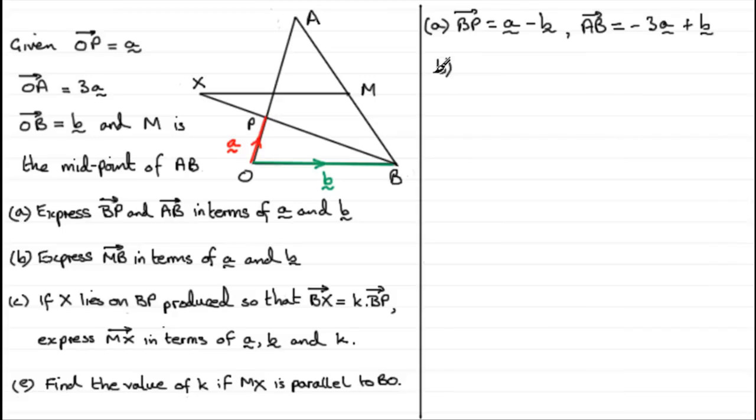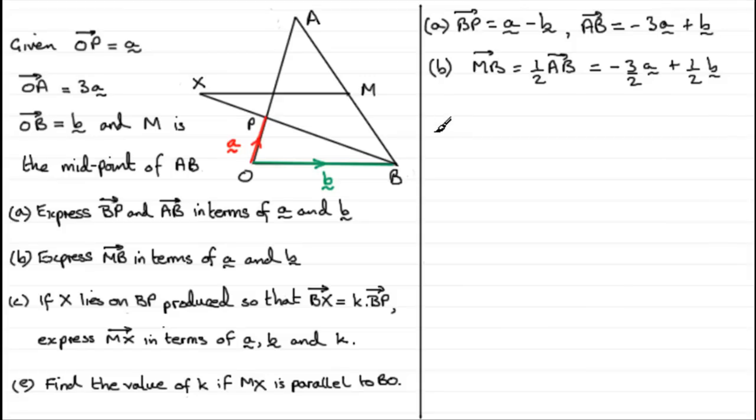Now we can come on to part b. So we've got to express MB in terms of the vectors a and b. Now we're told that M is the midpoint of AB. So therefore MB must be half of AB. So let's just put that in as half AB. But if we've got to give it in terms of a's and b's, then I need to multiply this by the scalar a half. So if we do that, we're going to get minus 3 over 2 a, or minus 1 and a half a, but I prefer to leave it like that, plus a half b. And there you go.